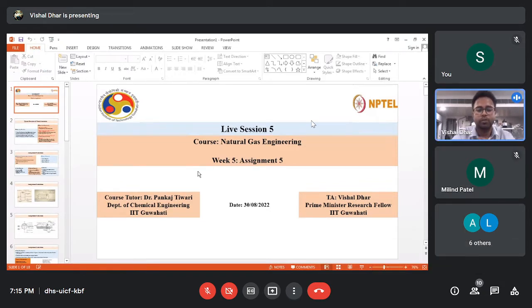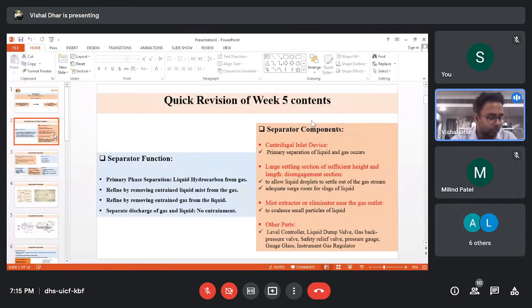Okay, so we'll begin with live session 5. The course is Natural Gas Engineering. We'll be solving the week 5 assignment today. The tutor for this course is Dr. Pankaj Tiwari, from the Department of Chemical Engineering, IIT Guwahati. And I am Vishal Dhar, the TA for this course, also from the IIT Guwahati Chemical Engineering Department. First of all, we will go through a quick revision of week 5 contents. Week 5 is mainly about separators and their design.